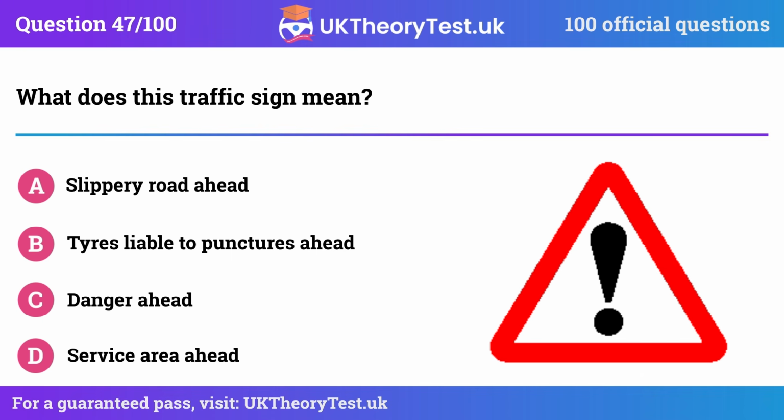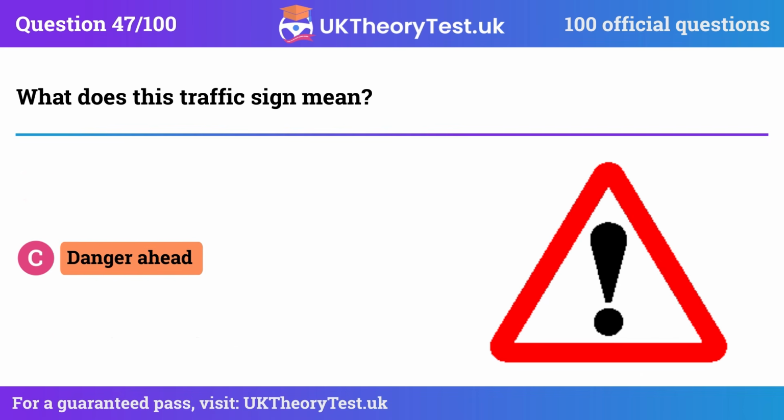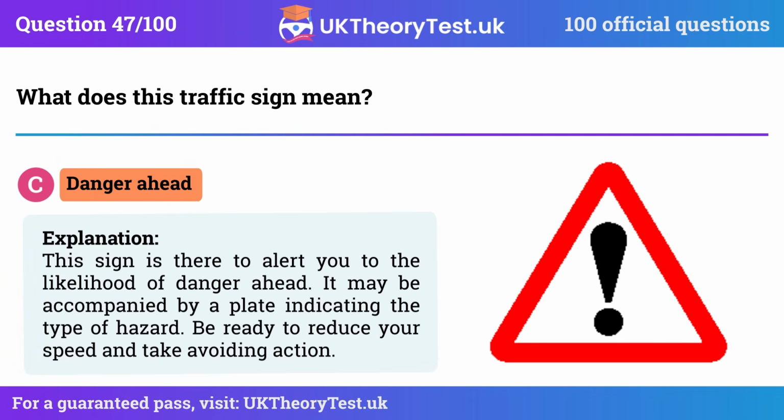The correct answer is C. Danger ahead. Explanation. This sign is there to alert you to the likelihood of danger ahead. It may be accompanied by a plate indicating the type of hazard. Be ready to reduce your speed and take avoiding action.